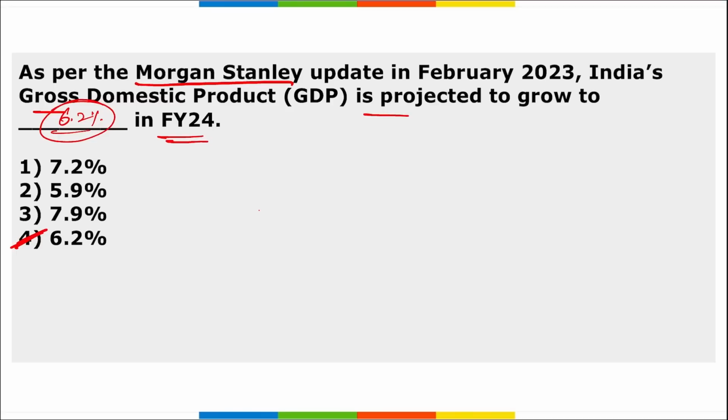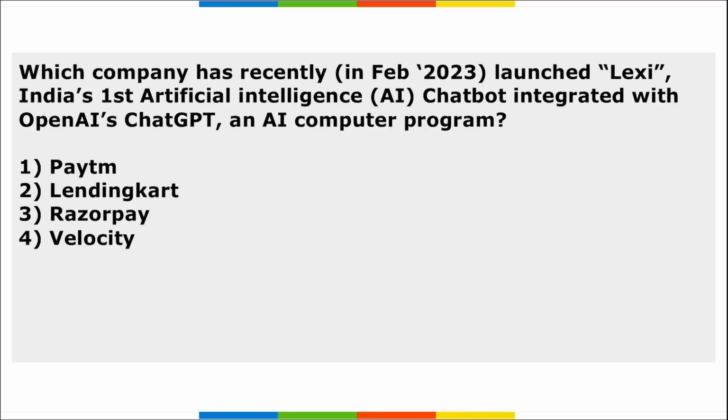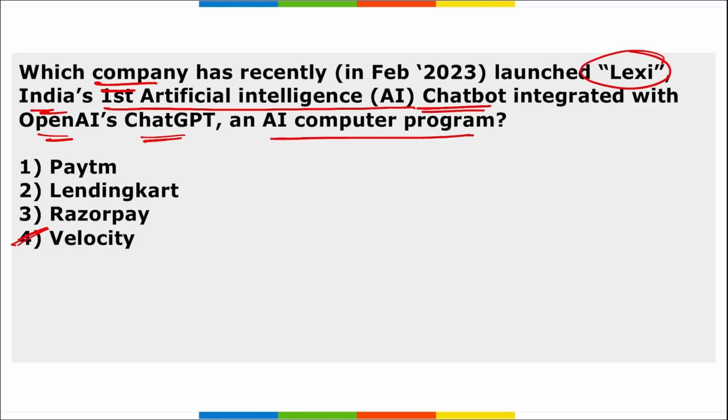Similarly, if I ask you Yuva Sangam portal, this portal has been launched by whom? This Yuva Sangam portal has been launched by Ministry of Education. Next, which company has launched Lexi, that is India's first artificial intelligence chatbot integrated with OpenAI's ChatGPT and AI computer program? So remember, this chat Lexi has been launched by whom? It was launched by Velocity.